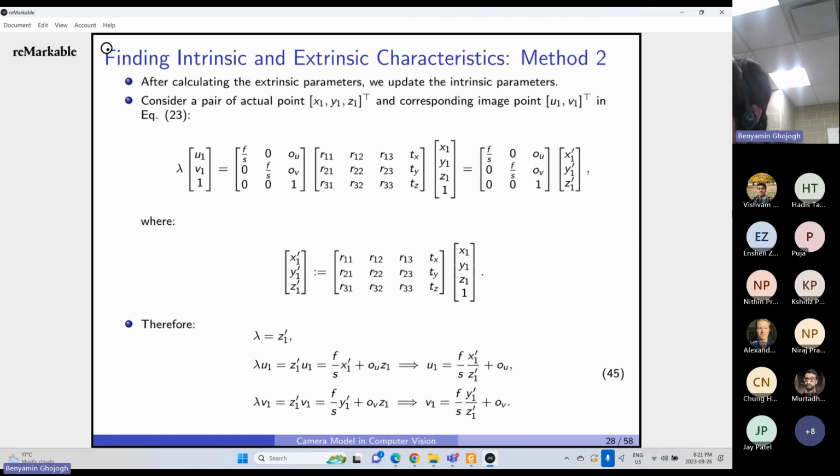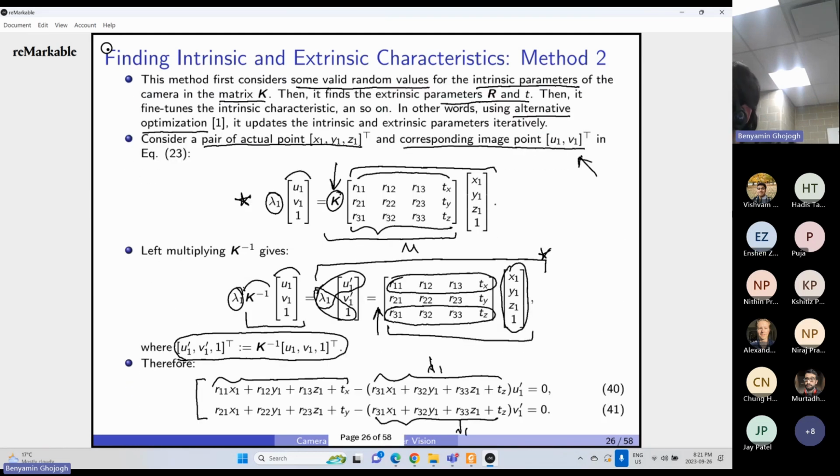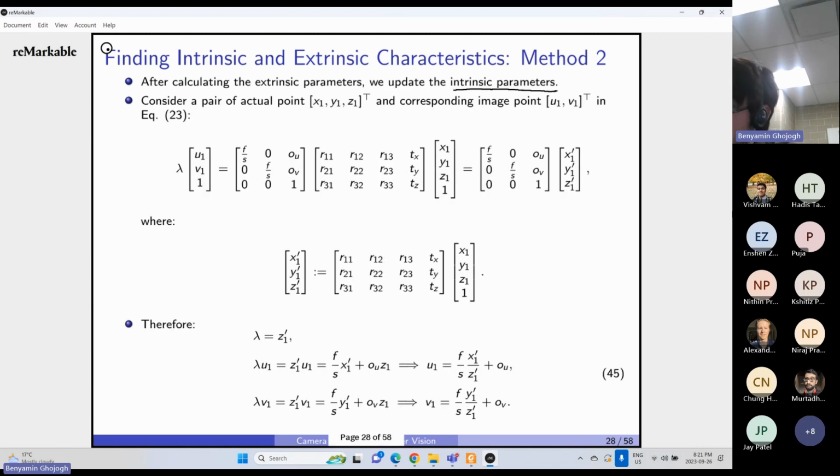Okay. So after calculating the extrinsic parameters, we update the intrinsic parameters. Do you remember what I told you? We are doing alternating optimization. Here we assume that K is known, initialized by random values. When we found the rotation and translation, now we need to fine tune K again, right? After calculating the extrinsic parameters, translation and rotation, we need to update the intrinsic parameters K.